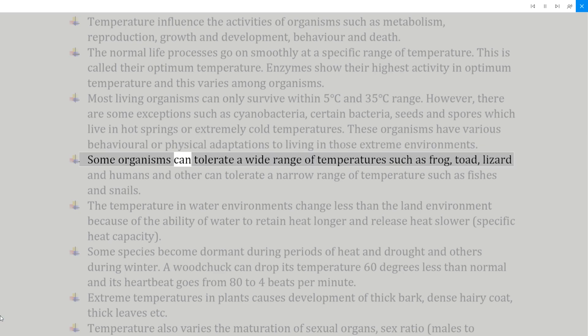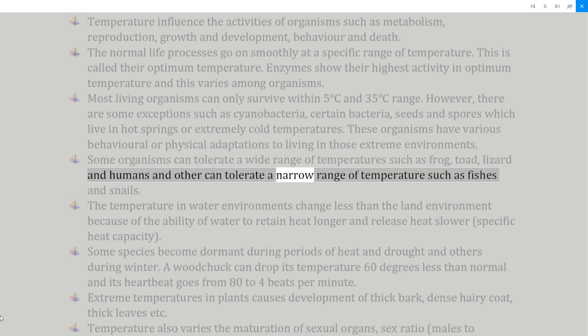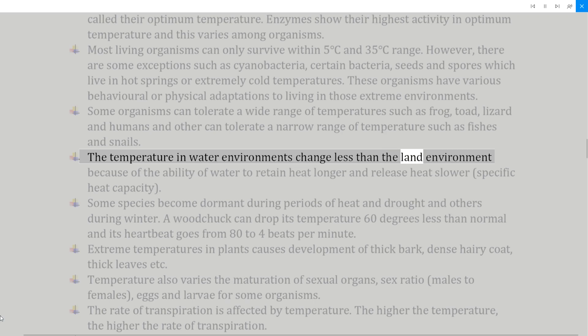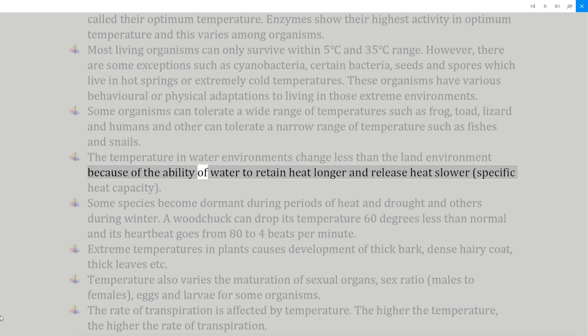Some organisms can tolerate a wide range of temperatures such as frog, toad, lizard, and humans, and others can tolerate a narrow range of temperatures such as fishes and snails. The temperature in water environments changes less than the land environment because of the ability of water to retain heat longer and release heat slower, specific heat capacity.